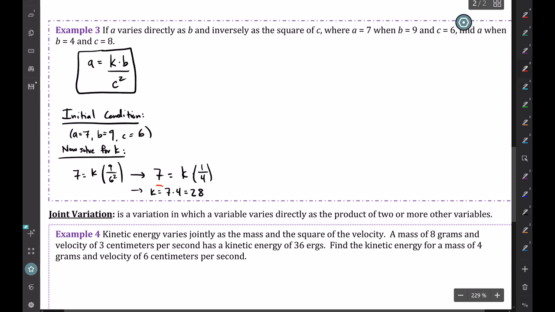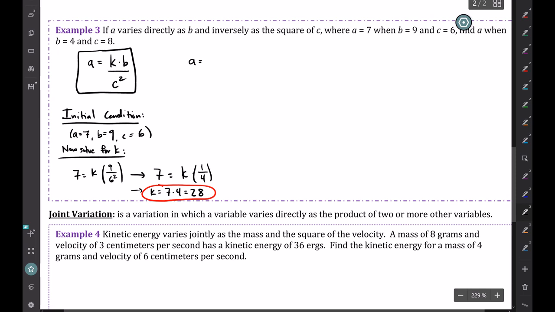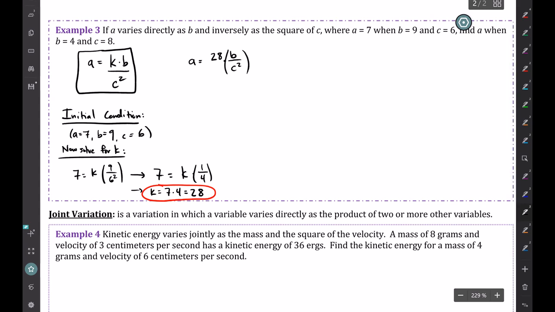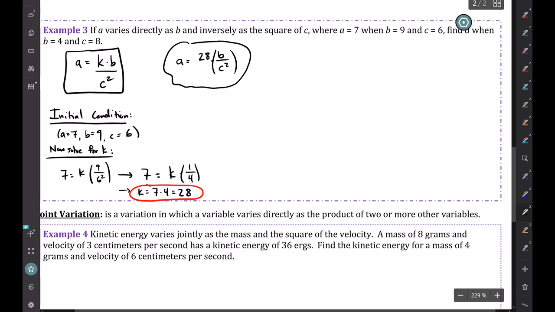Okay, so k is 28, and now I can use that to solve for a in the next part. So we have a equals 28 times b over c squared. Okay, and we can either write that as 28b over c squared or 28 times the fraction b over c squared. Okay, so now we're going to use this and the fact that now we're looking for when b is 4 and c is 8, and we're looking for what a is in this case.